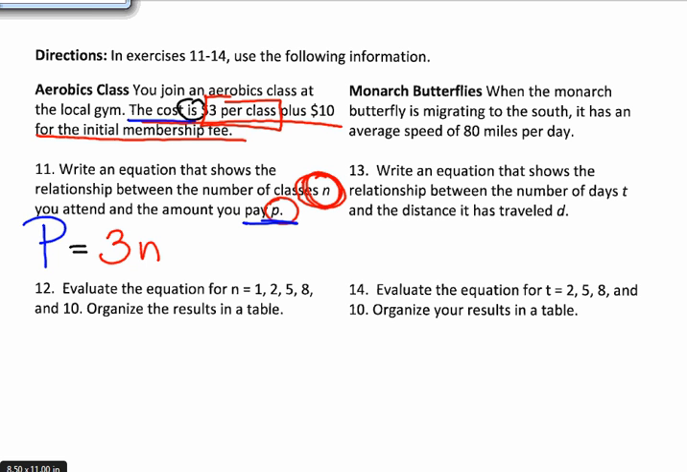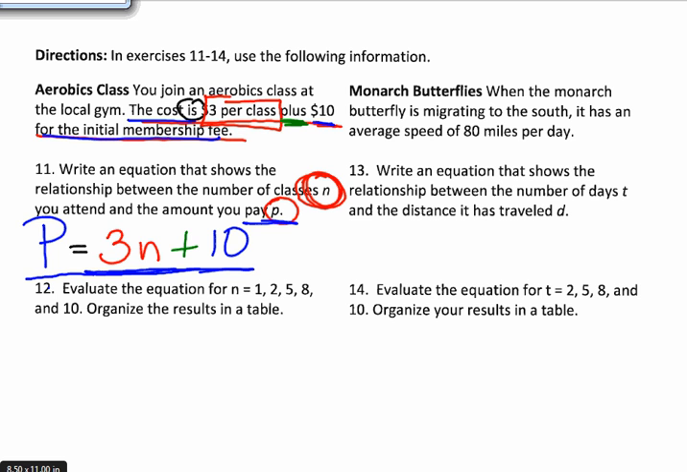And next part, we have the word plus. So plus. Then $10 for the initial membership fee. So plus 10. Okay, so here's our equation. The cost, P, is $3 per class plus the initial fee of $10.